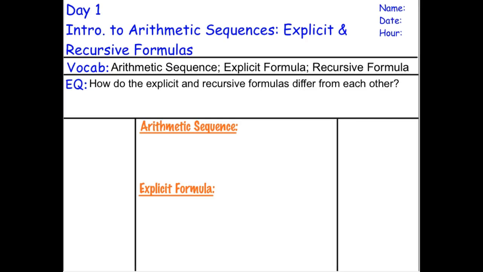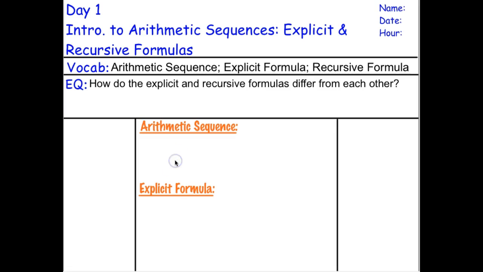Now that we've had the opportunity to work with systems of equations, we're taking a little bit of a deviation, still on the linear aspect of the unit, but getting away from systems and getting into arithmetic sequences and series for the next 3 days. So the key vocabulary words again are arithmetic sequence, explicit formula, and recursive formula.